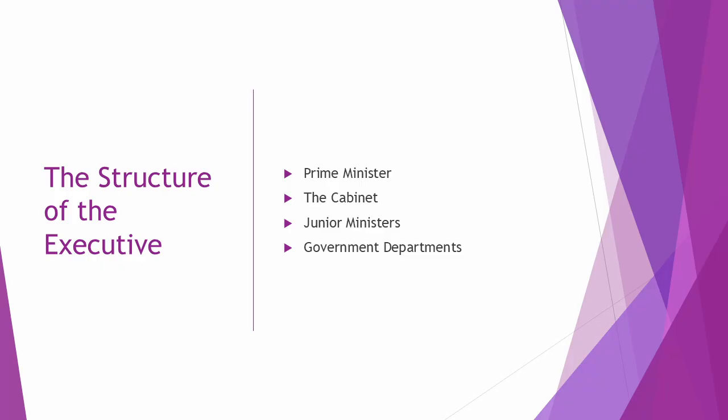The Prime Minister is the head of government who oversees policy, represents the UK internationally, and appoints ministers. The Cabinet is a group of senior ministers, mainly heads of departments, who collectively make major policy decisions and coordinate government action. Junior ministers assist cabinet ministers by focusing on specific policy areas and helping to implement government decisions. Government departments are specialized administrative units responsible for carrying out policies in areas such as health, education, and defense.